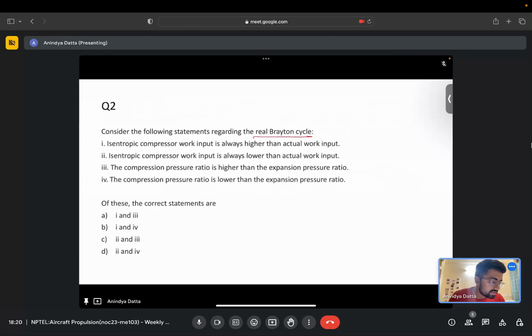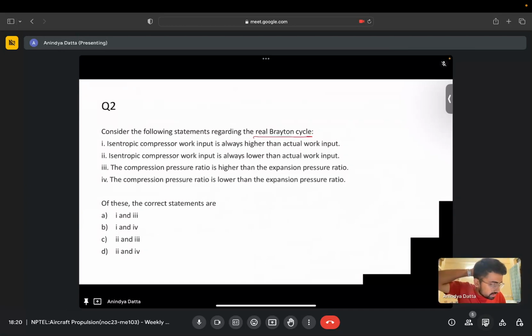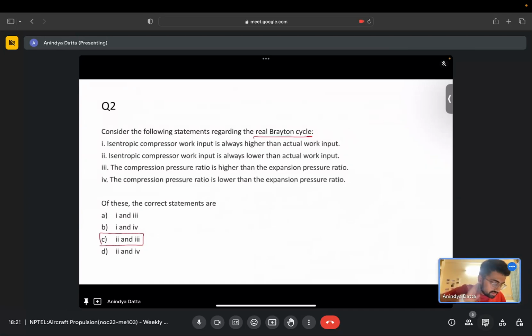Statement 1: isentropic compressor work input is always higher than the actual work input. Statement 2: isentropic compressor work input is always lower than the actual work input. Statement 3: compression pressure ratio is higher than the expansion pressure ratio. And statement 4: compression pressure ratio is lower than the expansion pressure ratio. So which of the statements are correct here? Second and third. Yeah, right. This is the correct one.